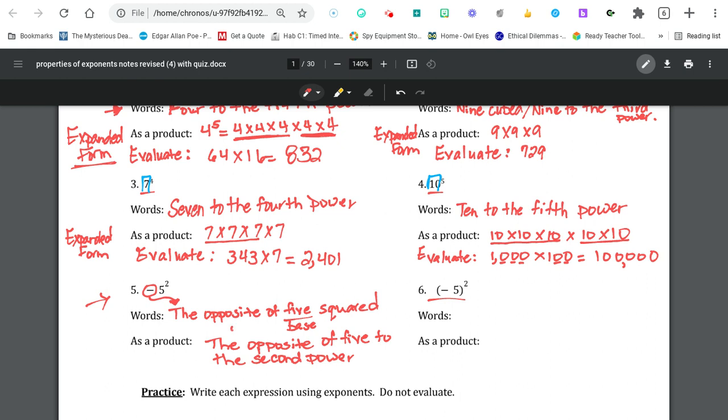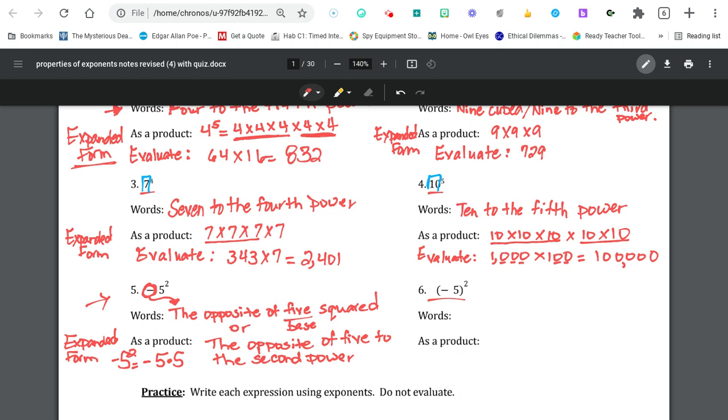Okay, so you can write it out as either of those two ways, but do not read this as a negative. It's not in parentheses, okay? So my base is 5. I just read that as the opposite of 5 squared, or the opposite of 5 to the second power. So writing it out in expanded form, it's the opposite of 5 squared. That's it.